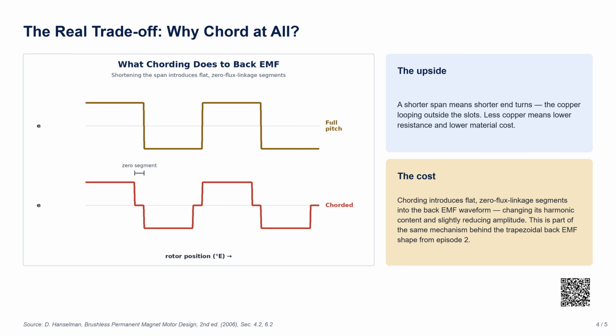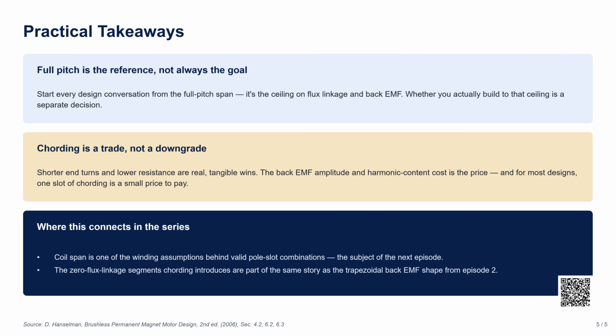But there's a cost too. Cording introduces flat, zero flux linkage segments into the back EMF waveform, changing its harmonic content and slightly reducing its overall amplitude. And here's a connection worth remembering. This is part of the exact same mechanism behind the trapezoidal back EMF shape we covered back in episode 2. Cording isn't free, but for most practical designs, 1 slot of cording is a small price for a real reduction in copper and resistance.